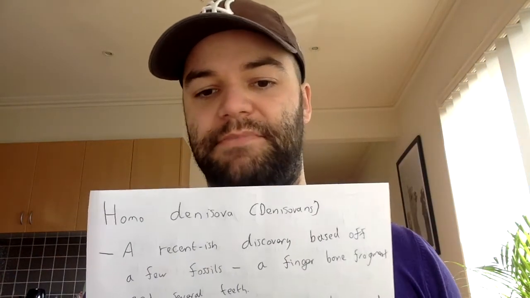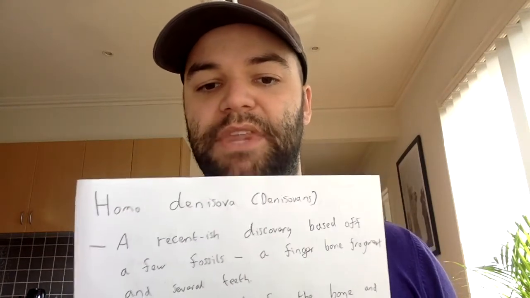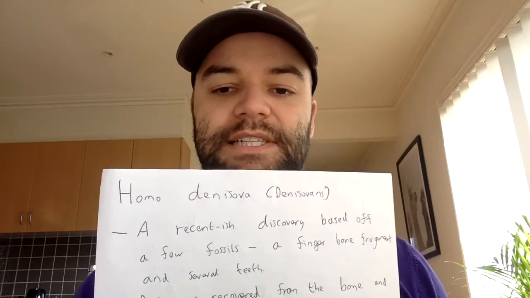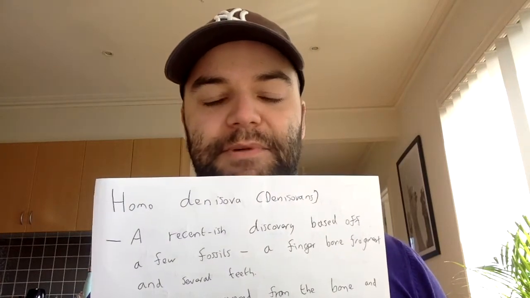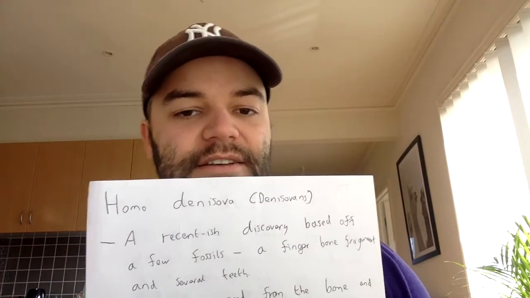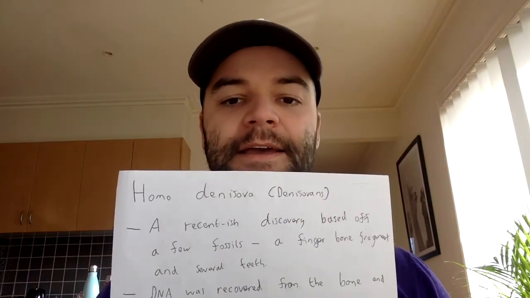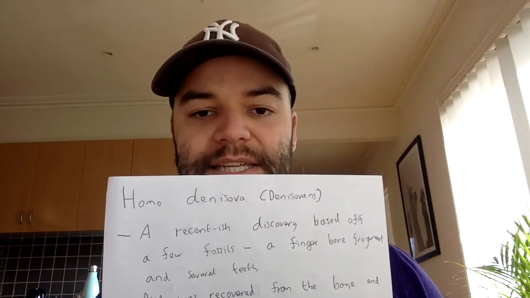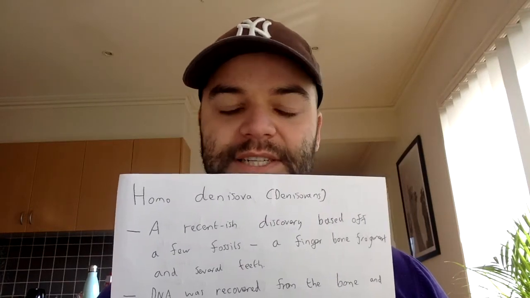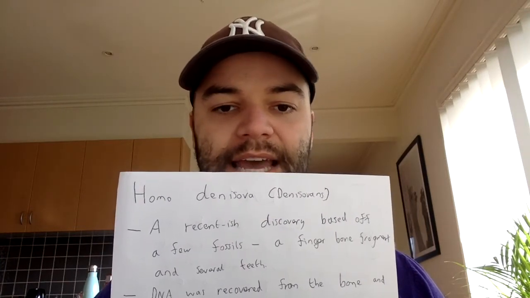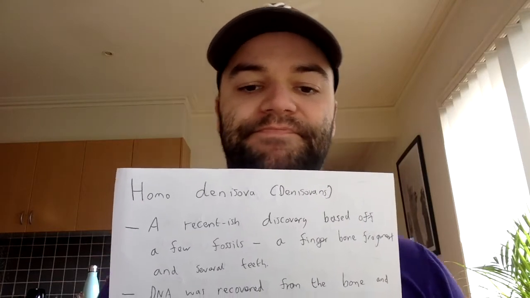And the final thing that we're going to look at is the Homo denisovans. So Homo denisovans are a very recent discovery. They were discovered, I believe, back in 2015. And it's based off just a couple of fossils, like a finger bone fragment and a couple of teeth. So very, very small bits of fossil evidence, but enough to say clearly, okay, this is not quite a Homo sapiens, and it's not an extinct relative either. So it's not Homo erectus, it's not Homo neanderthalensis, it's something different.